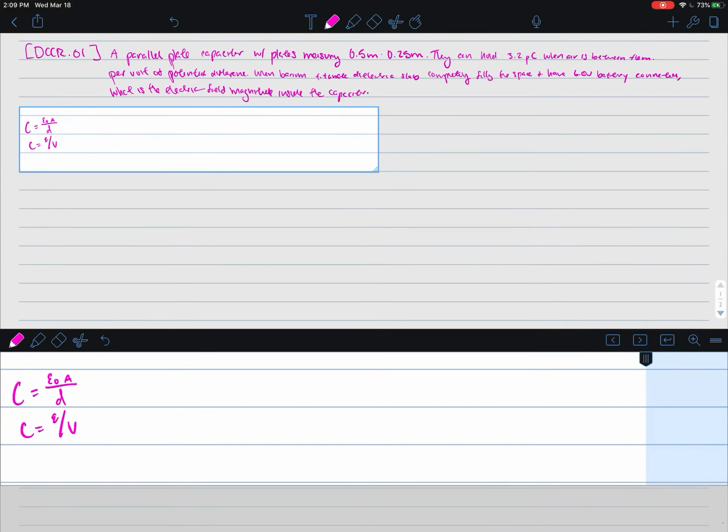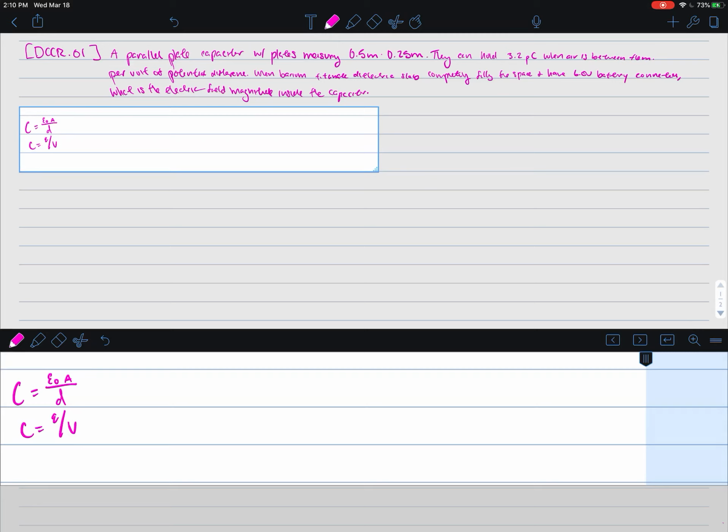Okay, in order to demonstrate this standard, I have the question: a parallel plate capacitor with plates measuring 0.5 meters by 0.25 meters. They can hold 3.2 picocoulombs when air is between them per volt of potential difference. A barium titanate dielectric slab completely fills the space and has a 6-volt battery connected to it. What is the magnitude of the electric field inside the capacitor?